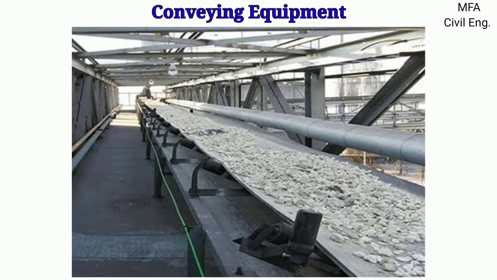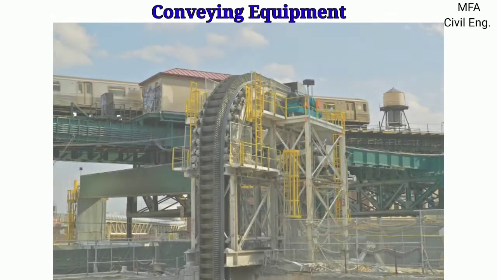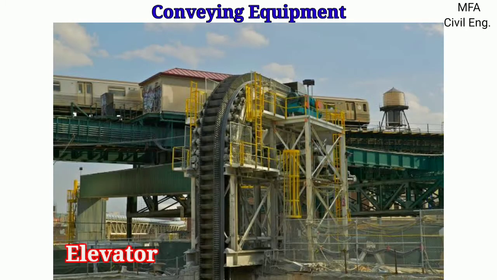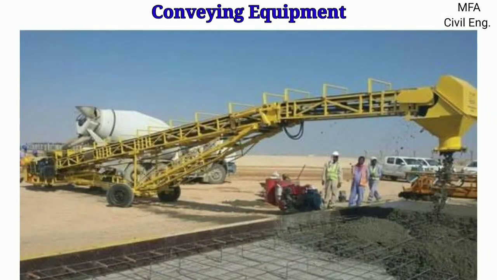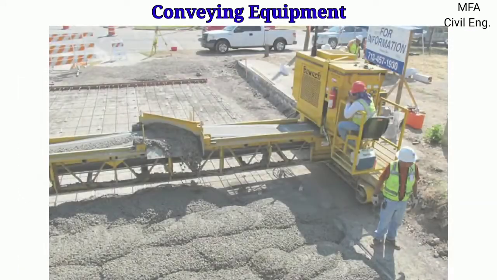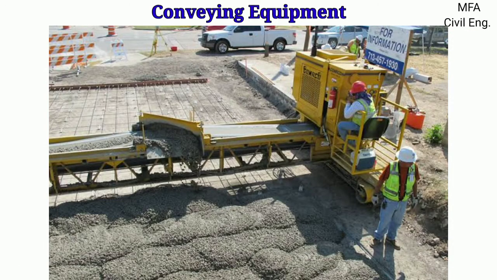When the equipment does horizontal conveying, it is known as the conveyor, and when it does vertical, it is known as the elevator. Conveyors are mainly used in mining, construction, and in some other industries. In construction industries, conveyors are mainly used for the concreting purpose.